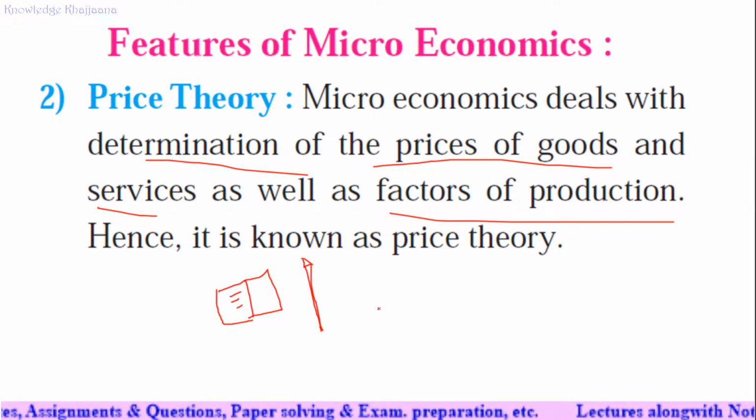The factors of production are land, labor, capital, and entrepreneur. What is the price given to each? To the factor land, the price is rent. To the factor labor, it is wages. To the factor capital, it is interest. To the factor entrepreneur, the price is profit. So these factors decide the prices of goods or commodities, and also the prices of the factors of production.